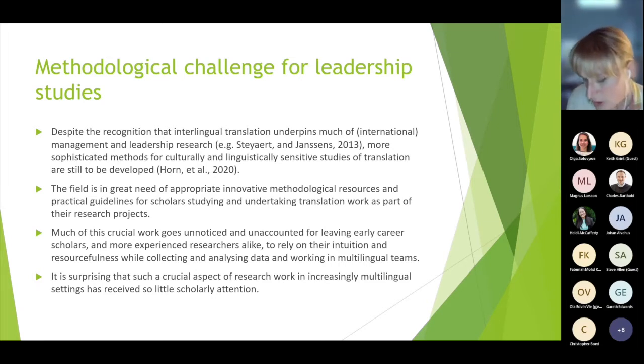when doing research in one language, translating it into another for publication, particularly the English language, and how we need to pay more attention to that and share this with researchers, early career, PhD, experienced researchers, to help them make more informed choices, to recognize the importance of careful interlingual translation work, particularly within cultural leadership studies.